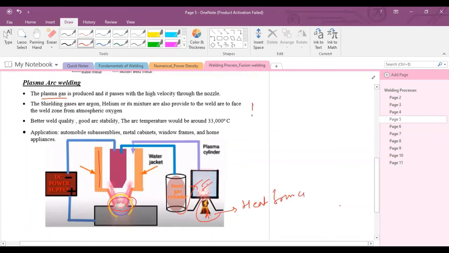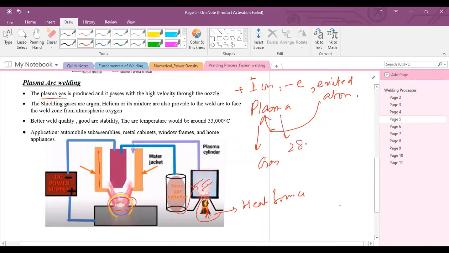This inert gas will decompose into positive ions, electrons, and excited atoms, and this inert gas will be converted into plasma gas. Plasma gas consists of ions, electrons, and excited atoms. Plasma gas is at a very high temperature. That's why in this plasma arc welding equipment, a water jacket is used to maintain the temperature. A DC power supply, direct current, is used with straight polarity.